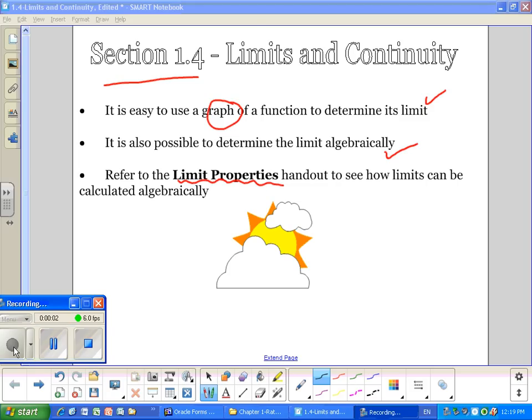On graphically, we found limits to the graph. Now we're going to look at it algebraically, and to do that, we're going to use the limit properties. So before we go through those, everybody can either get their property sheet out or turn to page 35 of your textbook if you don't have it.